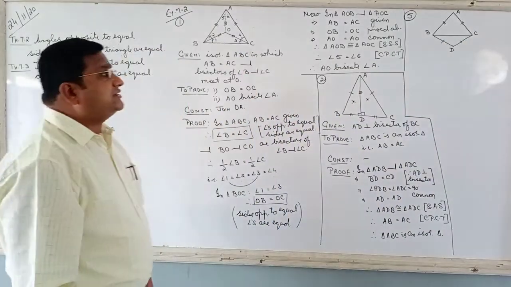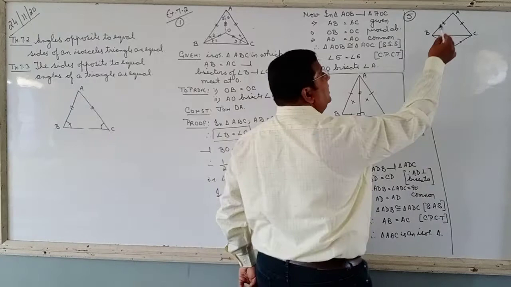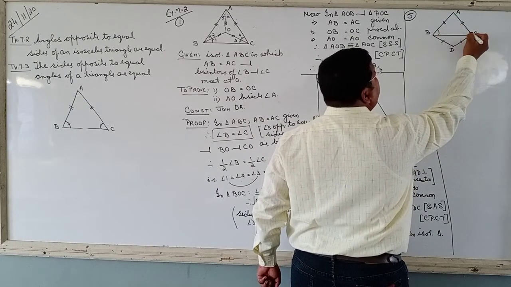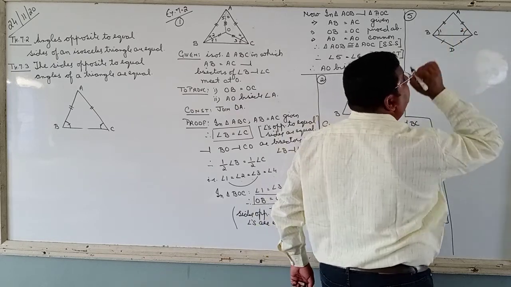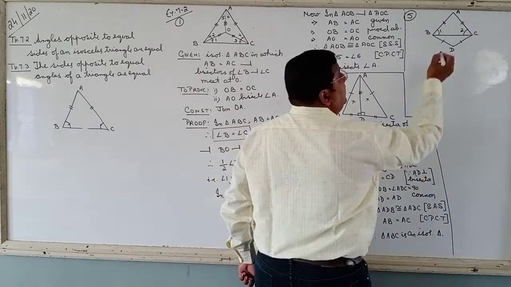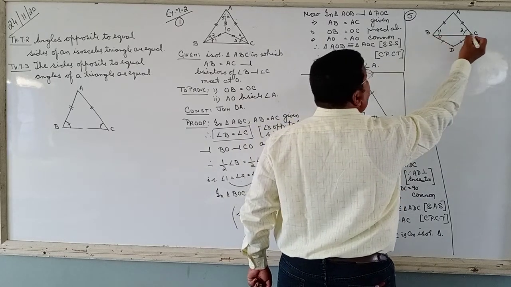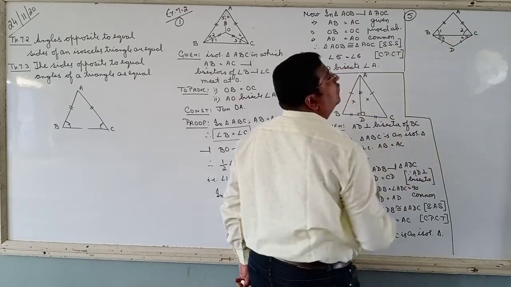If they are isosceles triangles, two sides are equal, then angles opposite to them are also equal. So take a look at this triangle ABC. Two sides AB and AC are equal. So will this angle be equal to this one? Angle number 1 will be equal to angle number 2. Similarly, if triangle DBC is isosceles, will this angle be equal to this one? Angle number 3 is equal to angle number 4.